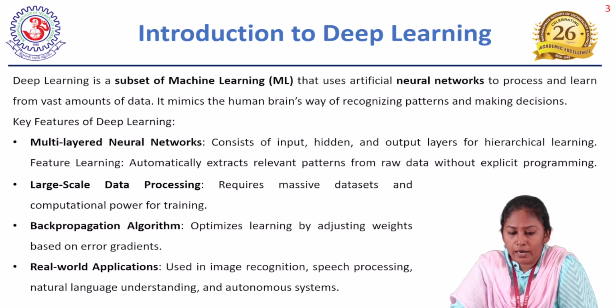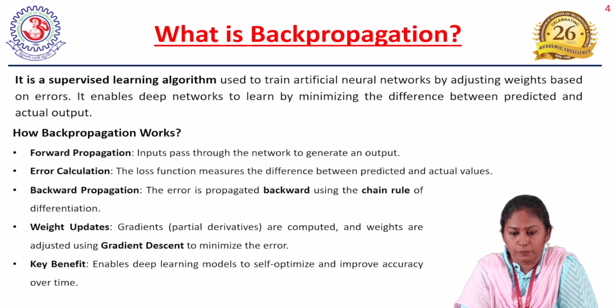Another important thing we are going to discuss today is the backpropagation algorithm. It tries to adjust the weights based on the errors we get during our progress, reducing the error by adjusting the weights. For that we use the backpropagation algorithm. Real world applications, for example speech processing, audio video recognition, image recognition, NLP based applications, or any autonomous systems, are areas where deep learning plays a very important role.